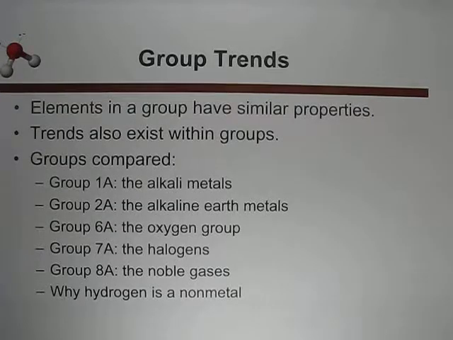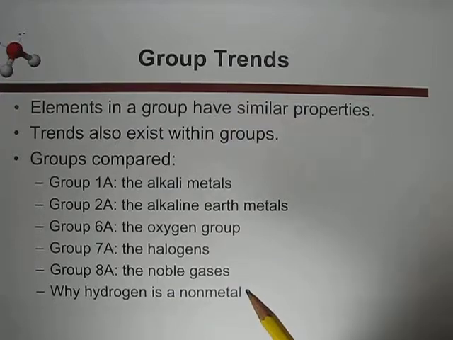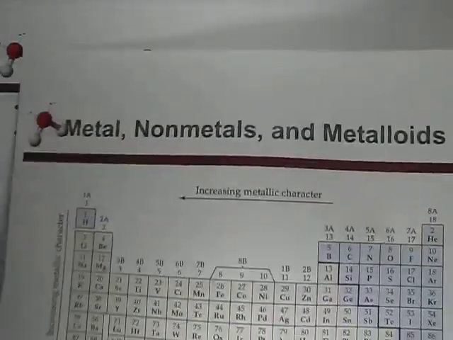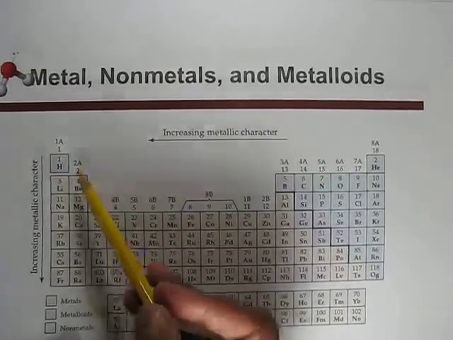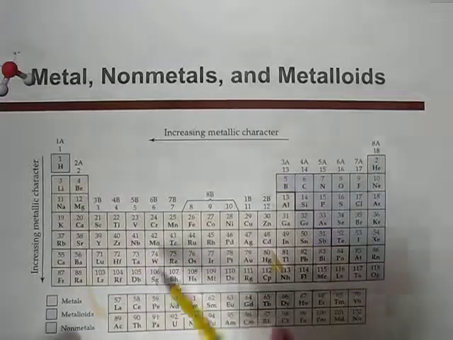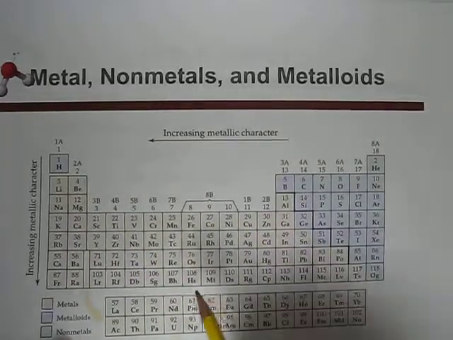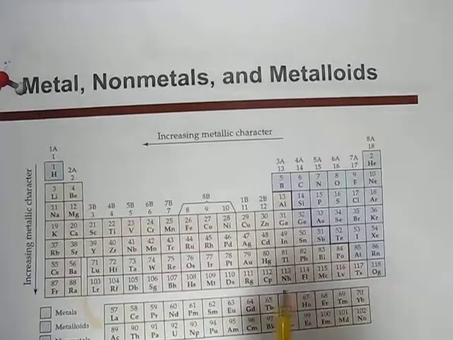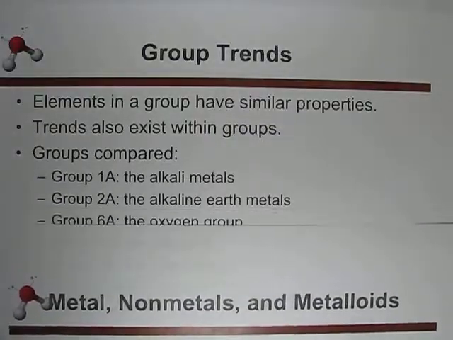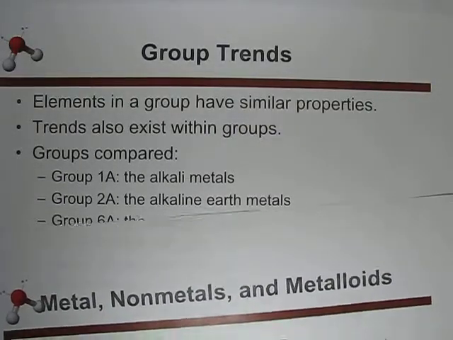So in this video we will talk about the group trend. Group trend means, if you remember the periodic table, the columns from top to bottom are called the groups. So what are the properties of the groups from top to bottom? We'll understand this in this video.